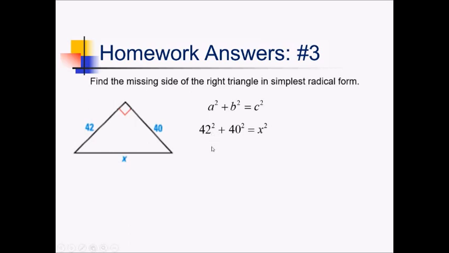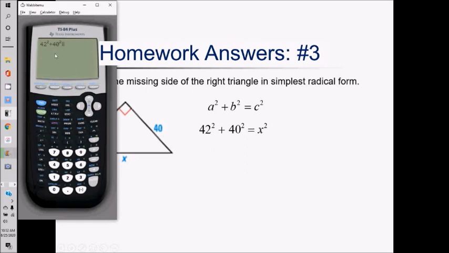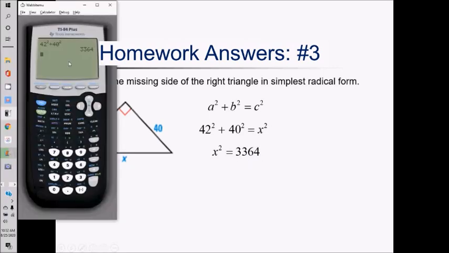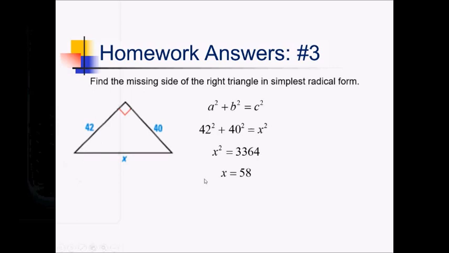I'll just use the calculator for that. So 42 squared plus 40 squared comes out to 3,364. And now if I square root that, I need simplest radical form, but let me first check to see if it's already a perfect square. So going back to the calculator, let me do square root, and let me just go back here and yank that input from before. 3364 comes out to exactly 58. Well, can't get any simpler than that, right?